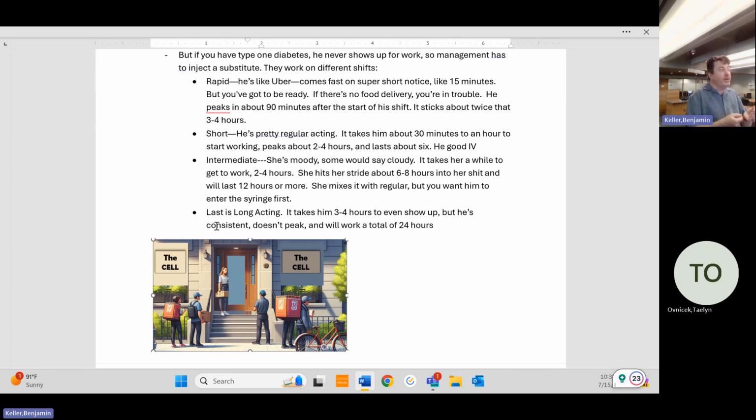So when you're drawing up insulin, you want to draw up the clear insulin first. You can put short-acting insulin and intermediate insulin into the same syringe, so you don't have to stick your patient twice, but you need to do the first insulin. The first one you need to pull up is going to be regular.